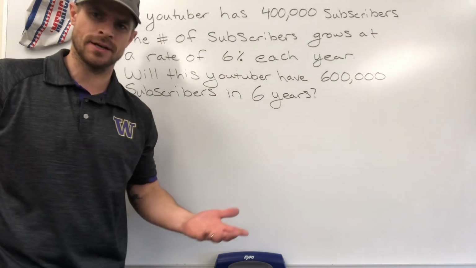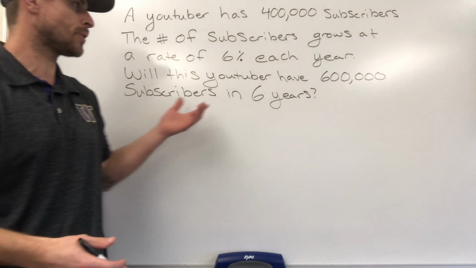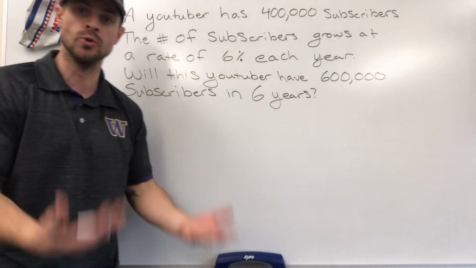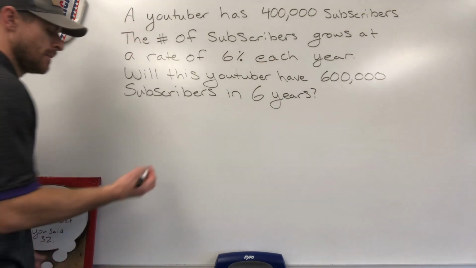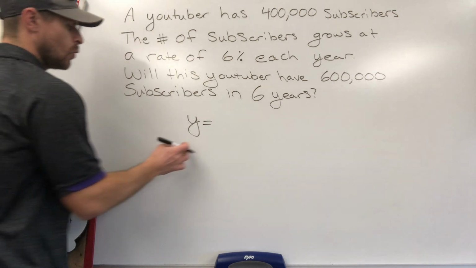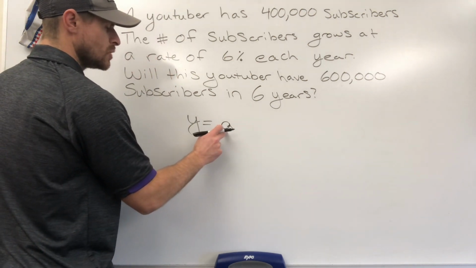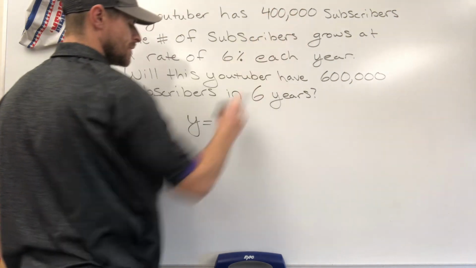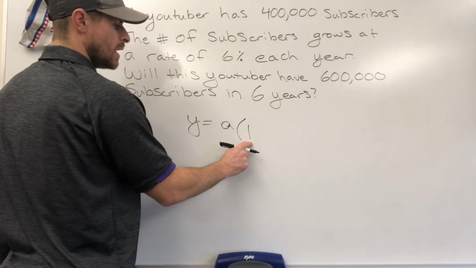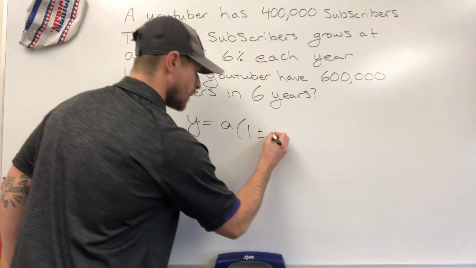So what are we talking about here? This is exponential growth rate, okay? You can have exponential growth if it's growing, or exponential decay if you're losing subscribers over a period of time. So let's first start by showing what the function is going to be written as. Y equals A, which is going to be your initial amount. This is what you started with. In this case, it's 400,000. You need to then multiply it by, you're always going to have a 1, either plus or minus your rate.